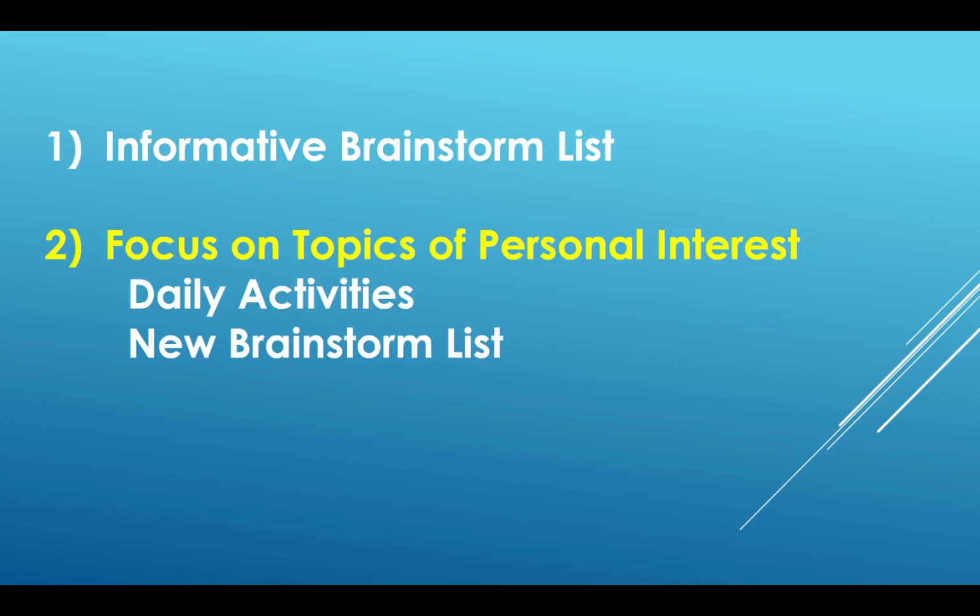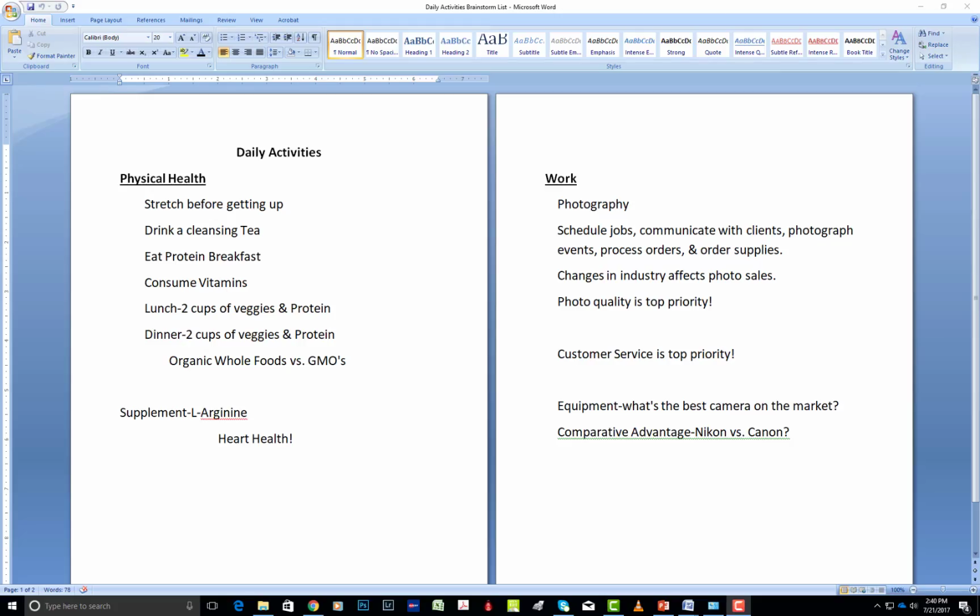Now that we have looked at how we can use our informative brainstorming list as a way to generate a topic, we will now move on to a second strategy. There are a couple of ways that we can focus on topics of personal interest. Although I had a couple of these listed on my informative brainstorm list, I could also create a new brainstorm list by simply paying attention to daily activities and topics of discussion that I do and have on a daily basis. Here is how I created a list of daily activities.